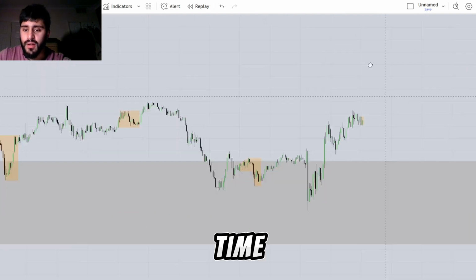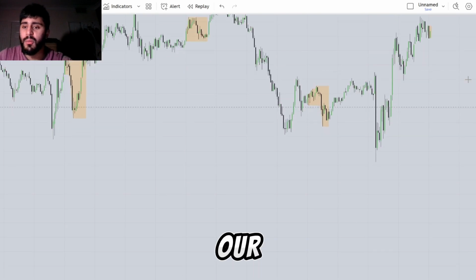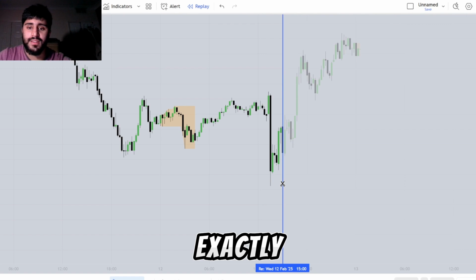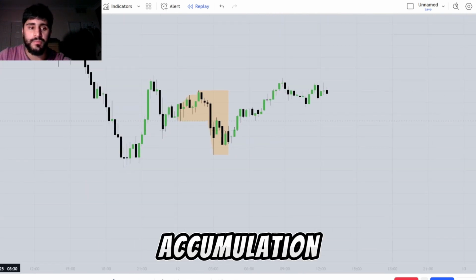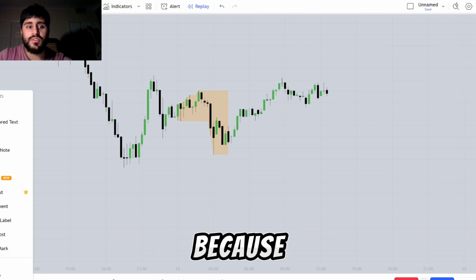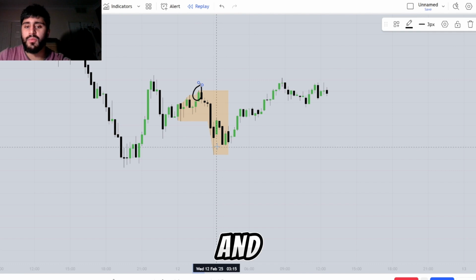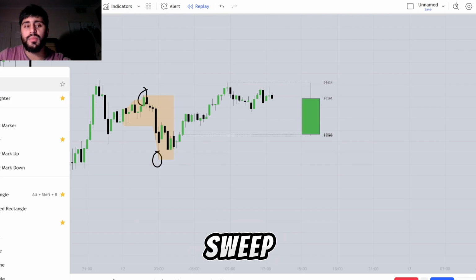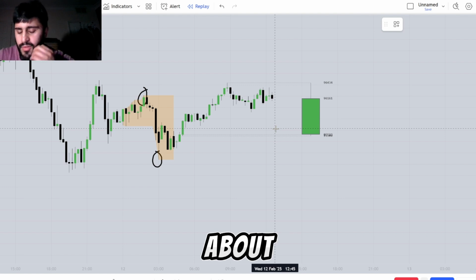On the 15-minute time frame, if we just make this a little bit clearer, what we're looking for essentially is our power of 4. Our power of 4 on crypto is exactly the same as any other market, right? What we have over here is our ICT accumulation. This is the ICT accumulation because it is simply building liquidity. We have an Asian range high, and we have an Asian range low. If we switch on our power of 3 indicator, we're looking for price to sweep the Asian range high followed by the Asian range low. Now think about this.